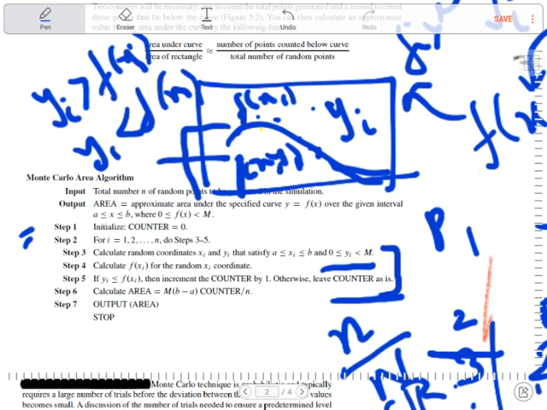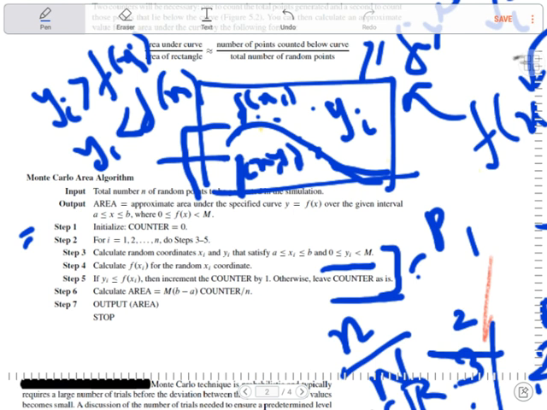So once this repetition is done for each and every point, randomly generated, whatever, ultimately we calculate the area. How do we calculate the area? Using this formula. What is the formula saying? The area under the curve is approximately equal to the area of the rectangle times this ratio.